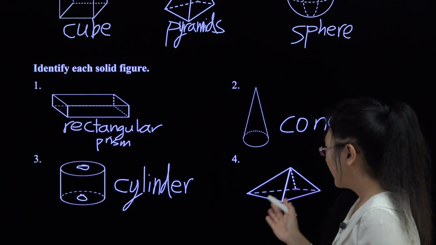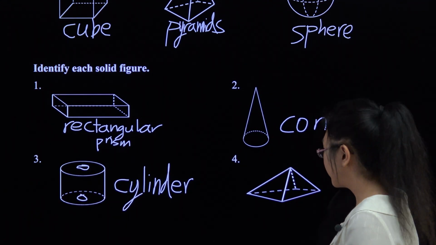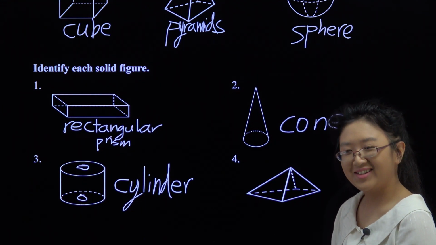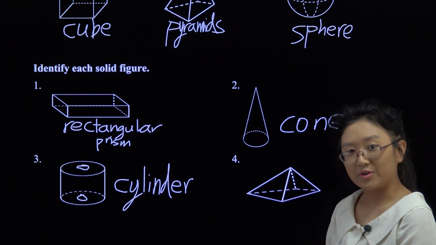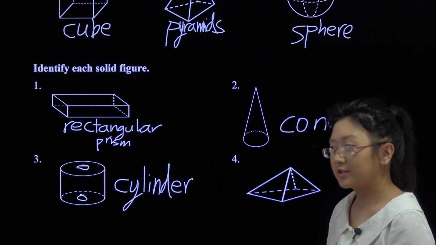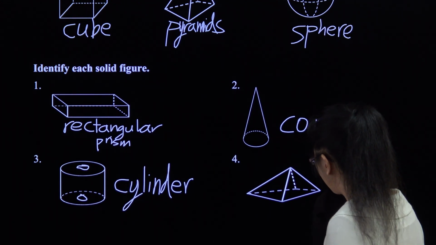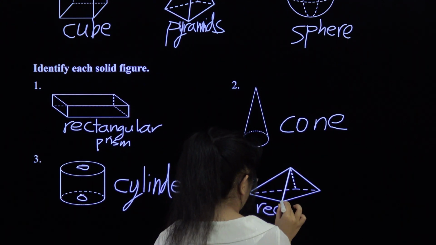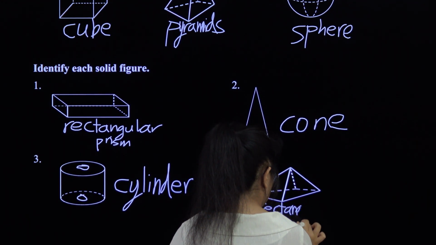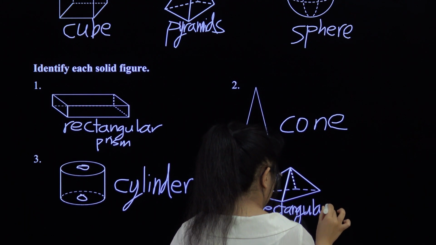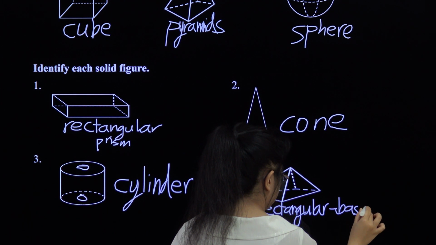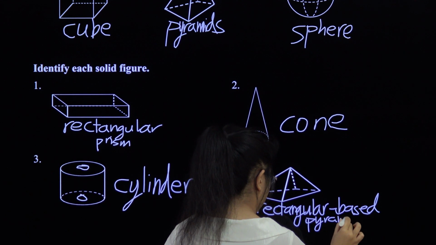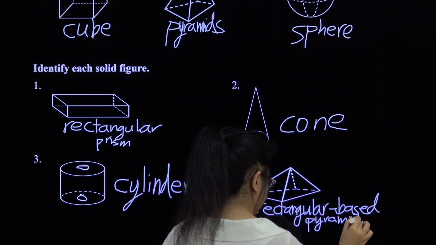And this has a shape as a base and triangles that are based on the base that point upwards and join at a point. So this is a pyramid. More specifically, I'm quite sure this particular one is a rectangular based pyramid.